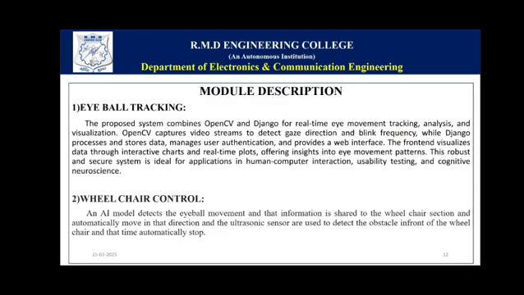And we are using three modules in our project. The first one is eyeball tracking, where we'll be using OpenCV and Django for real-time eye movement tracking, analysis, and visualization. OpenCV captures the video stream to detect gaze direction and blinking frequency, while Django processes and stores data and manages user authentication. The second one is wheelchair control. An AI model detects eyeball movement, and that information is shared with the wheelchair section, which automatically moves in the direction. Ultrasonics are used to detect obstacles in front of the wheelchair.